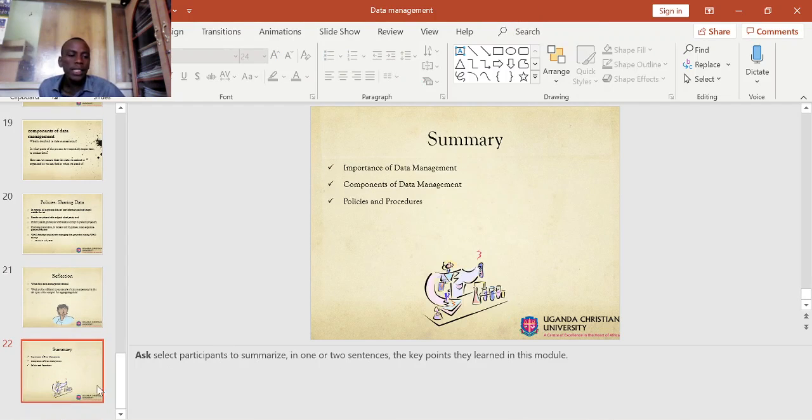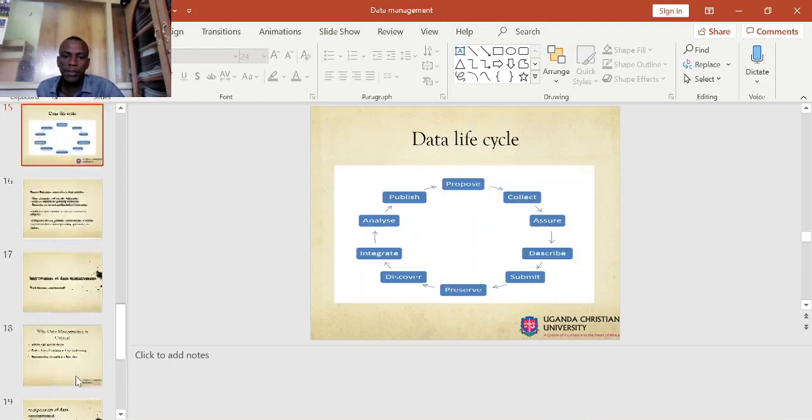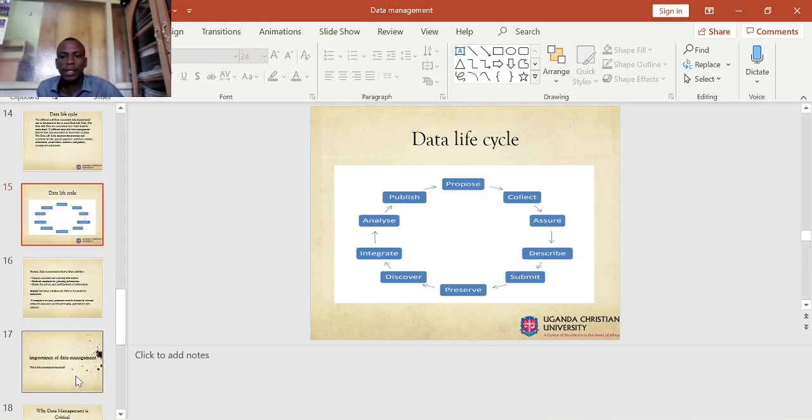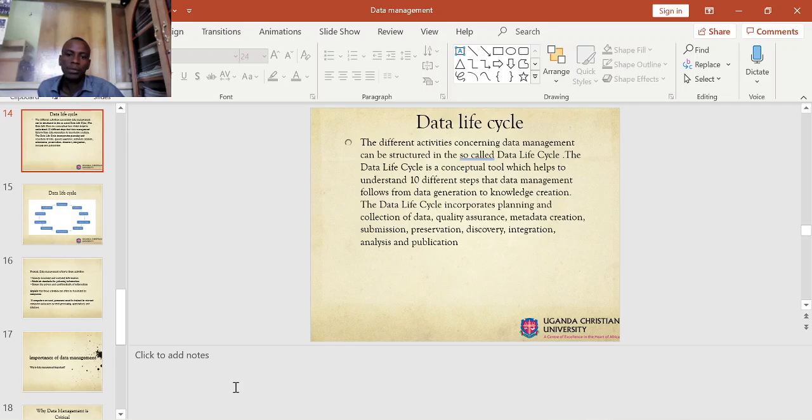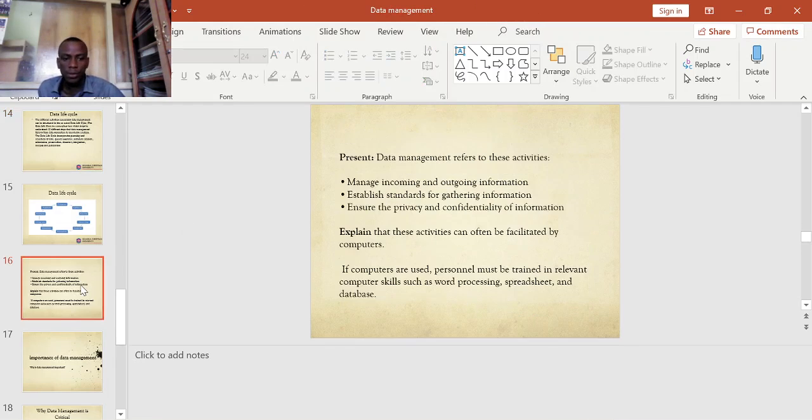So my simple assignment for you is to explain for me clearly the data life cycle. I want you to explain in more detail the different components of the data life cycle.